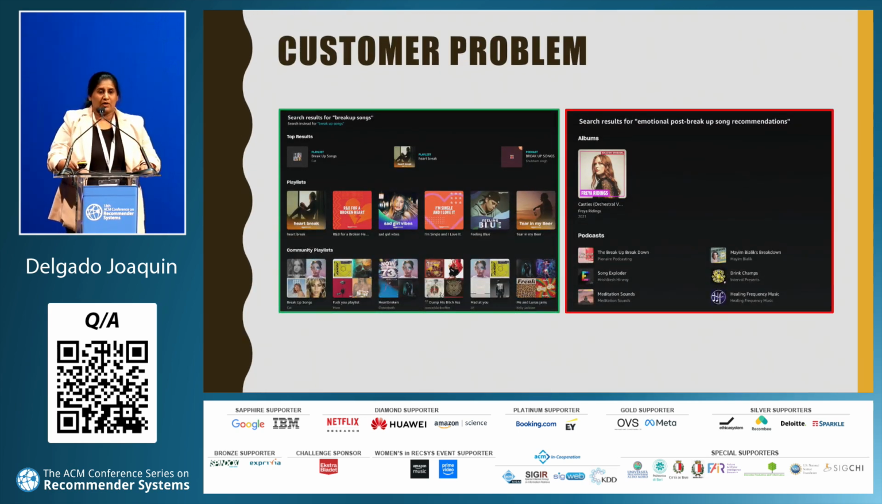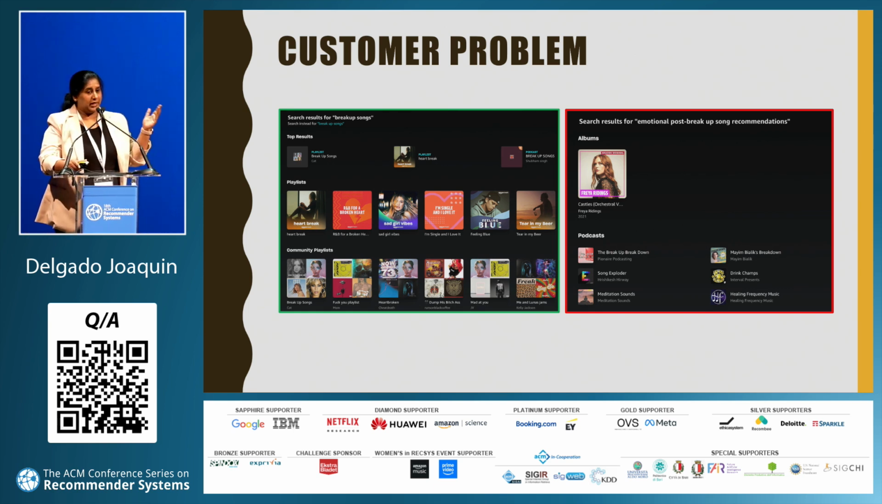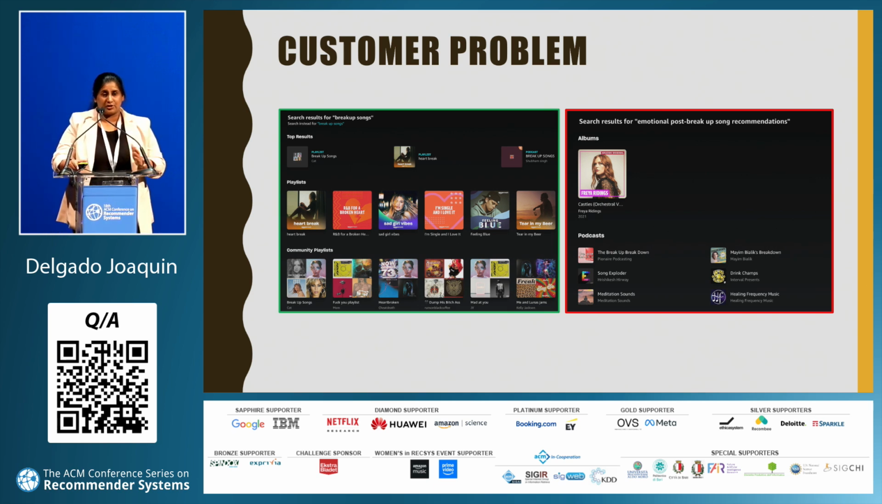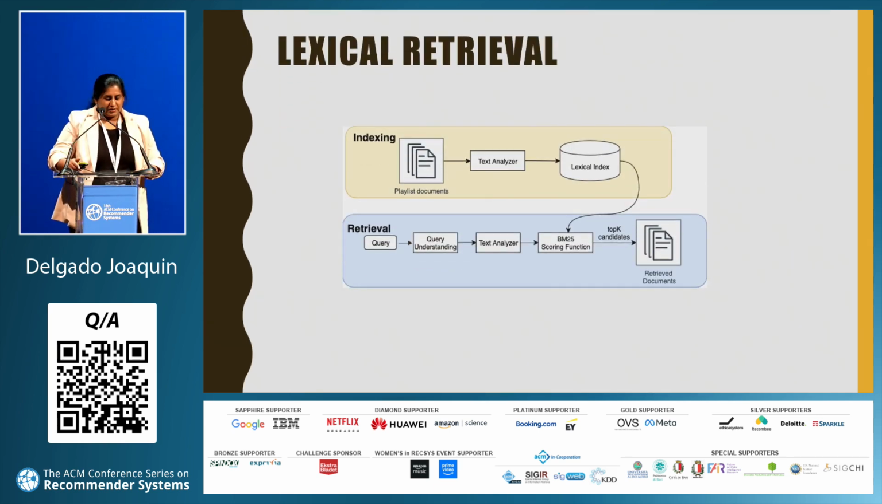Now, in this slide, I'm going to introduce the customer problem briefly. When we search for breakup songs currently in Amazon Music, we are able to see that we offer a lot of editorial playlists and community playlists. But then when we search for a minor variation of the same query, we see that we offer no content here. This is due to the lexical retrieval system that we have in place, where the playlist documents are tokenized, normalized, and they are indexed. At runtime, the query goes through query understanding, and then we use BM25 matching, scoring, and ranking to retrieve the documents.